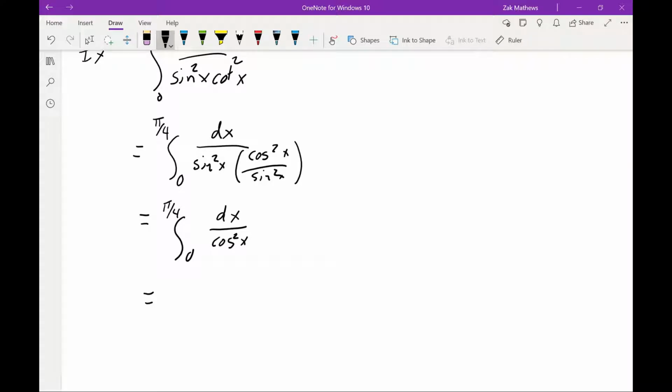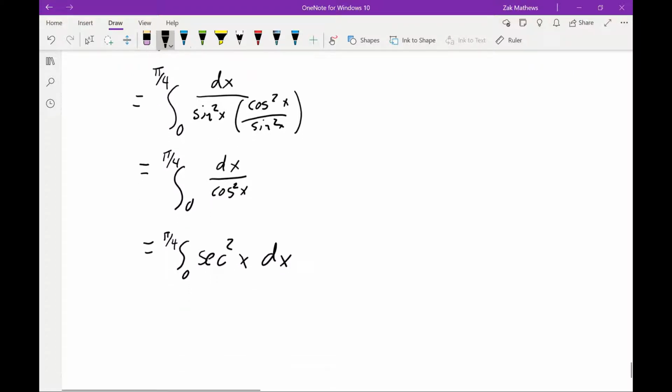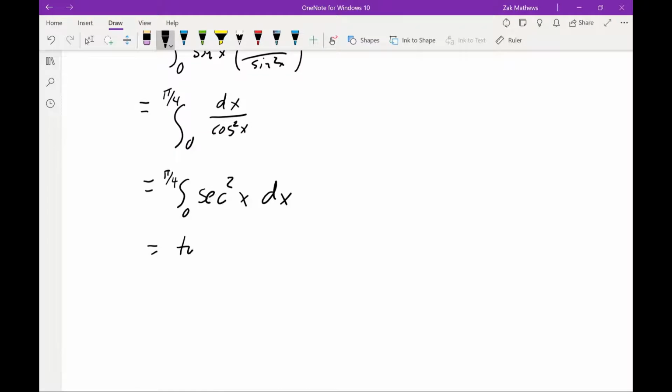Cosine squared, even if it was in the numerator, we couldn't do that directly. We would have to use something else. But as it is, the cosine's in the denominator. So let's go ahead and at this point move it up to the numerator, because if we do that, we get secant squared x. And that is something that we can do the antiderivative for, because we know the derivative of tangent is equal to secant squared. So we have tangent x, and we're evaluating this from 0 to pi over 4.